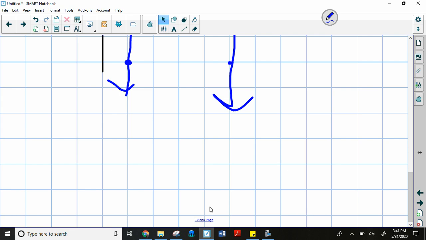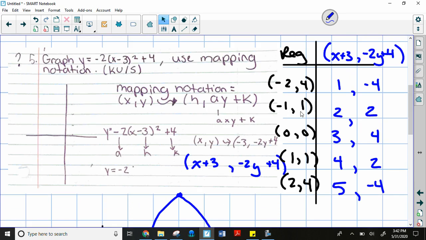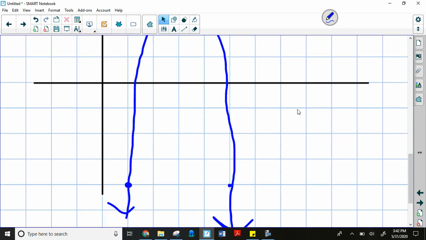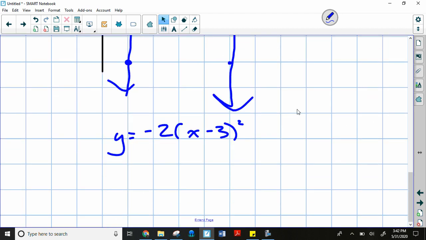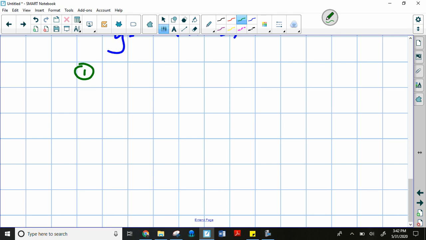So the equation, y equals -2(x minus 3) squared, I believe, -2, -3, plus 4. There are 4 transformations that you have to state. There's 1, 2, 3, 4 things. Okay. So 1, that negative.